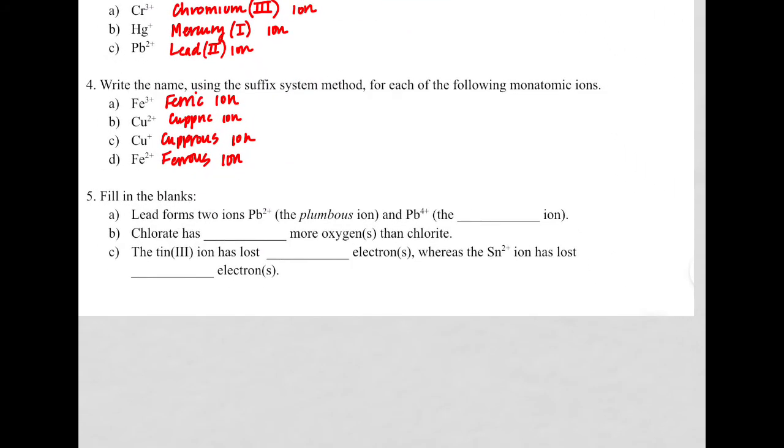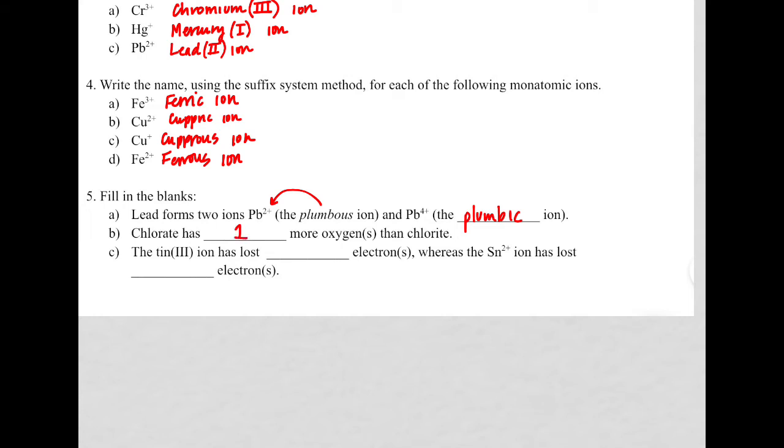Lead forms 2 ions, the 2 plus plumbous ion and the 4 plus, which, if this is OUS, plumbous, this would be the plumbic ion, right? Then it says chlorate has blank more oxygens than chlorite. Well, we don't even need to look at our list, because we know that ate and ite tell us that chlorate has exactly 1 more oxygen than chlorite.